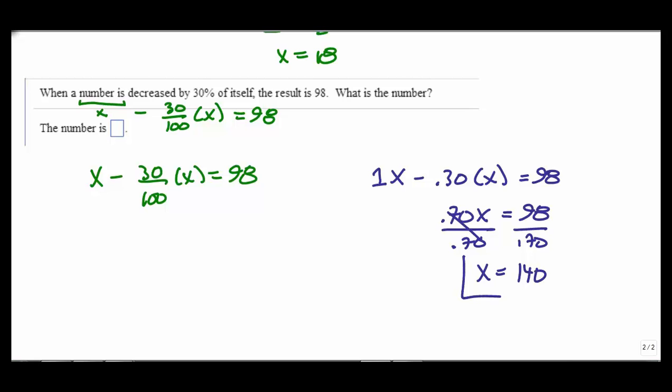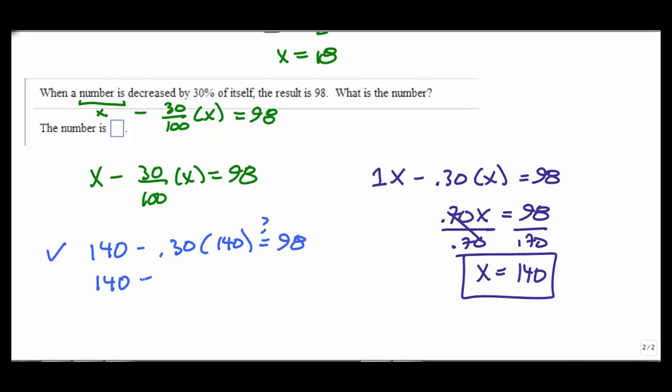So if I want to check this, here's 140, decreased by 30% of 140, and I'm wondering, do I get 98? Okay, so 140, and then to find 30% of 140, you take 0.3 times 140, and you get 42. And then we're checking to see if this is true, and 140 minus 42 is 98. So 98 equals 98, so this checks. So again, if you have the opportunity to check, you probably should.